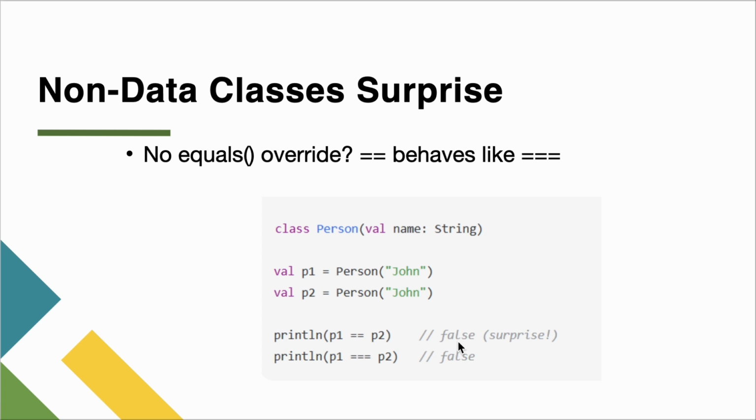Why? Because non-data classes don't override the equals method, and therefore even though both persons have the same name, Kotlin will say they are not equal, because it compares the memory, not the data. Until you override equals manually by yourself, or you make use of a data class, it will not compare the content, only the memory. And of course p1 triple equals p2 is again going to be false, because they are two different objects, stored in different memory.